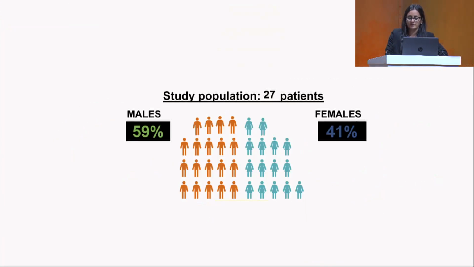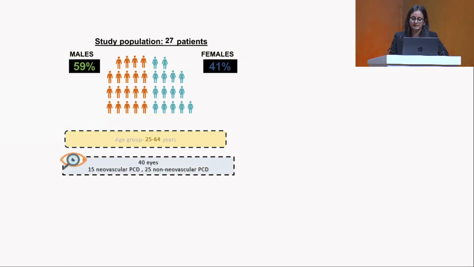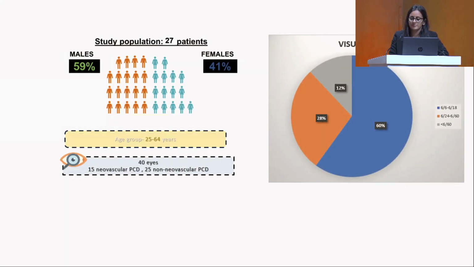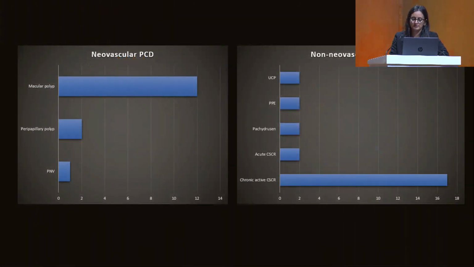As a result, we found there was a male preponderance with a mean age of about 40 years, and there were 15 neovascular PCD and 25 non-neovascular PCD. Most of the patients had vision better than 6/18. This graph shows that the neovascular PCD predominantly had macular polyps, and in non-neovascular PCD, the most commonly seen patients were of chronic active CSCR.